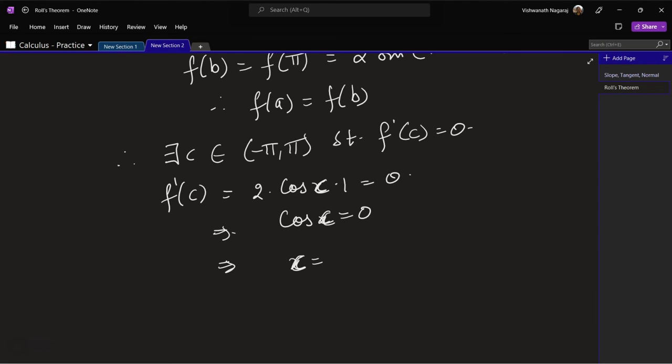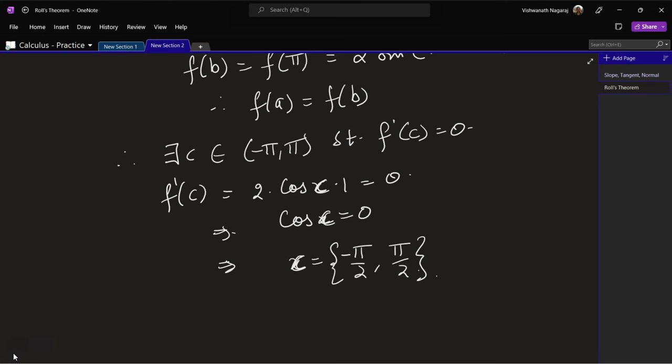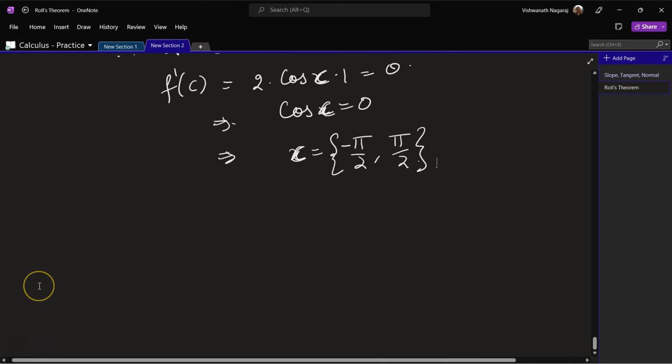Now, for what values of the angle will cos be 0? It is going to be minus pi by 2 and pi by 2. So that is the set of values at which the tangent will be horizontal. There has to be at least one value. That's what Rolle's theorem says.